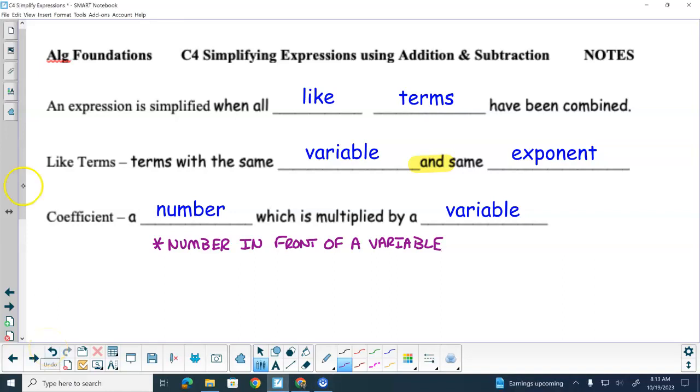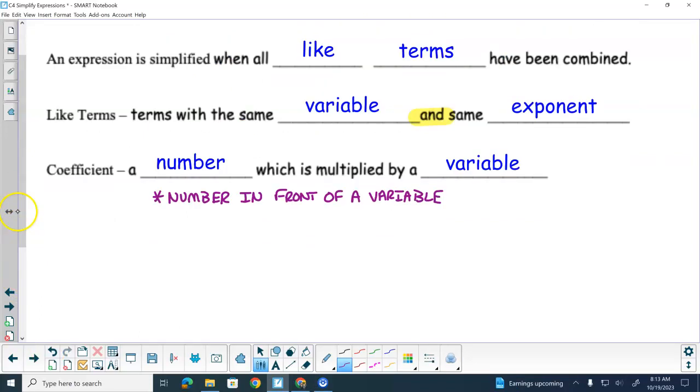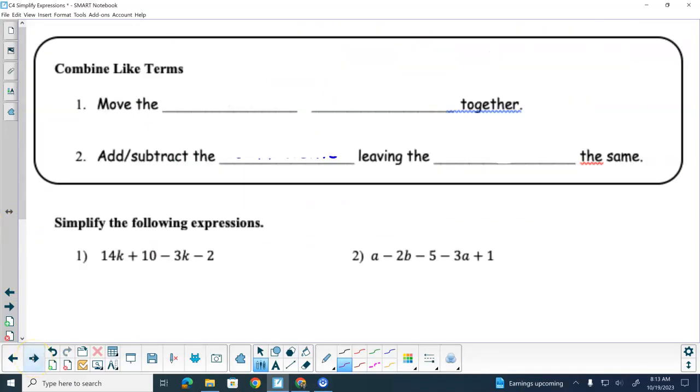How do we actually combine like terms? What's our process? Put the like terms next to one another? Yep, okay. So we got to rewrite our expression. We put the like terms right next to one another. And then what do we do once we got the like terms next to one another? Add or subtract the coefficients, and what happens to the variable? It stays the same, okay?